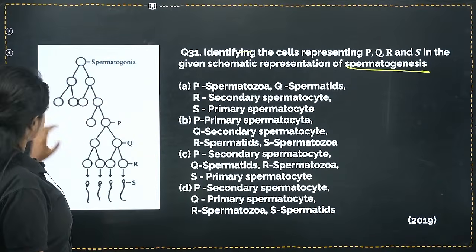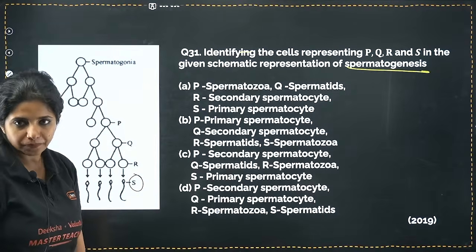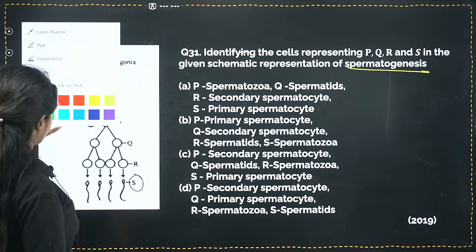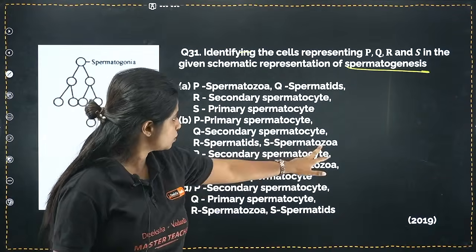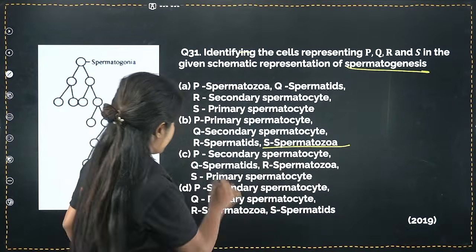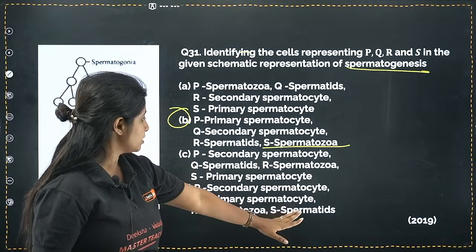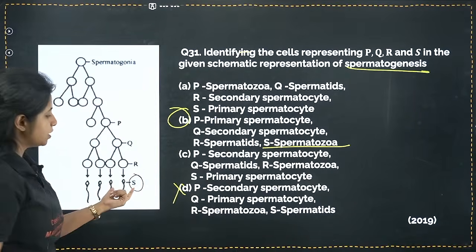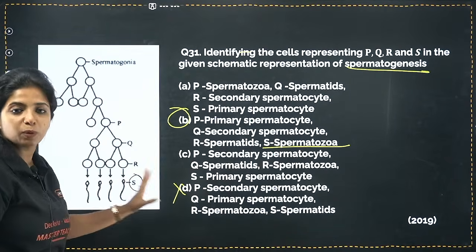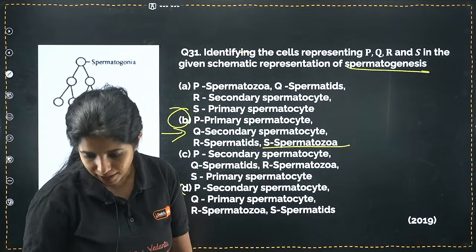So S is going to be basically what? Spermatozoa. Right? S is going to be spermatozoa, and if I check over here, S is primary spermatocyte here, and here also S is spermatids. So basically I know that it is spermatozoa. The tail-like thing is going to be spermatozoa only. So my answer is going to be this, because I have only this option there.